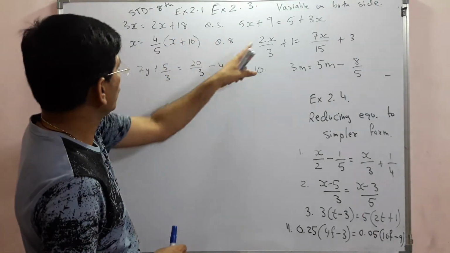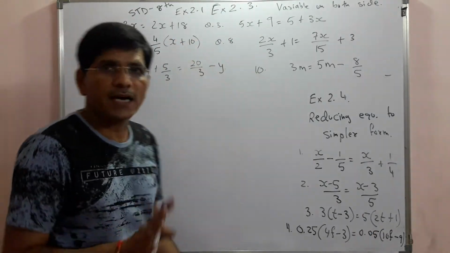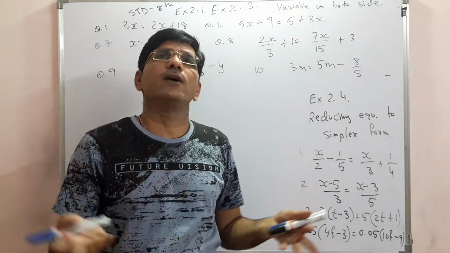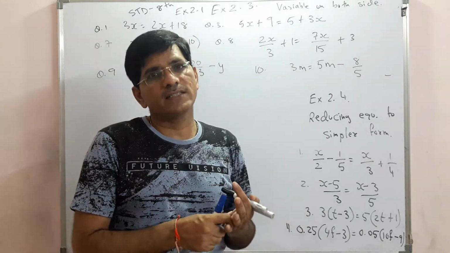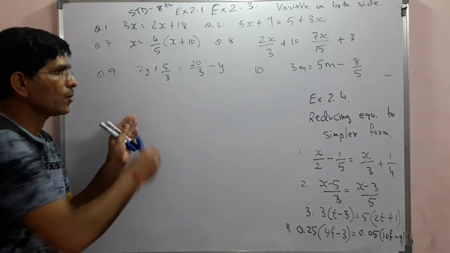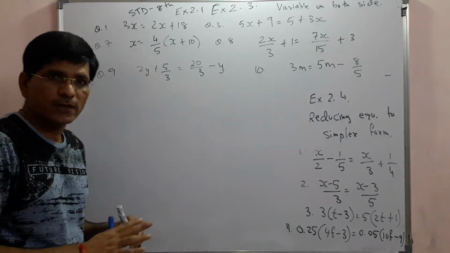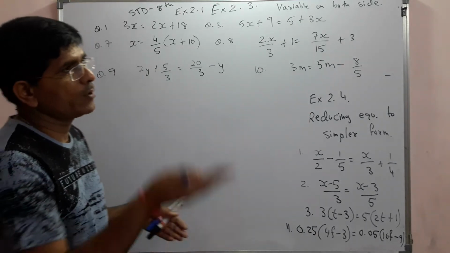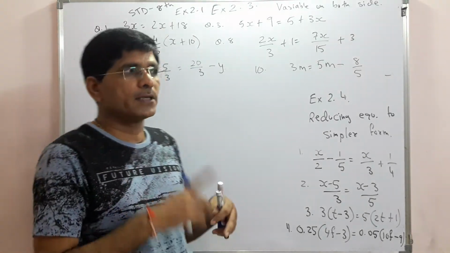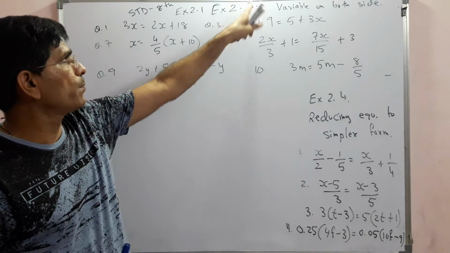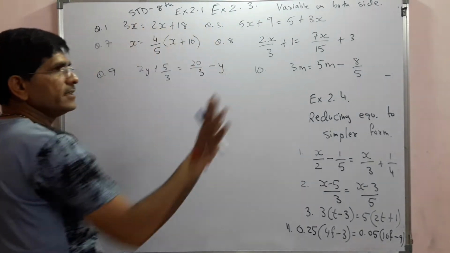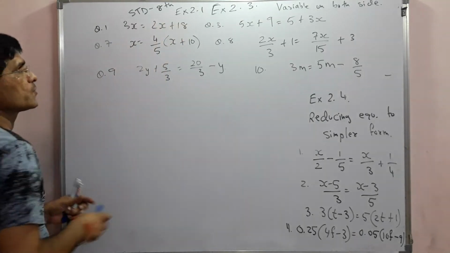These are sums in which both sides have variables, and we have to simplify. These types of sums are only to solve, because no statements are given. If statements are given, then we have to first make an equation, but that is related to exercise 2.2. Today's topic is exercise 2.3. The third sum is the easiest one. You can also solve it yourself.